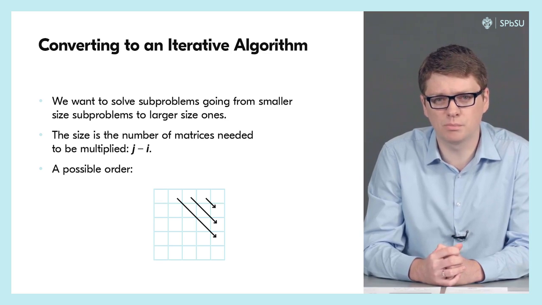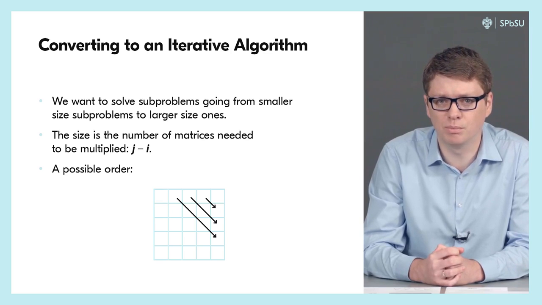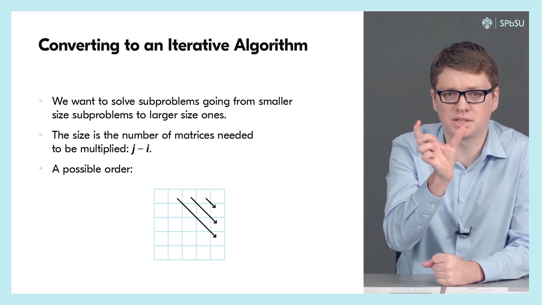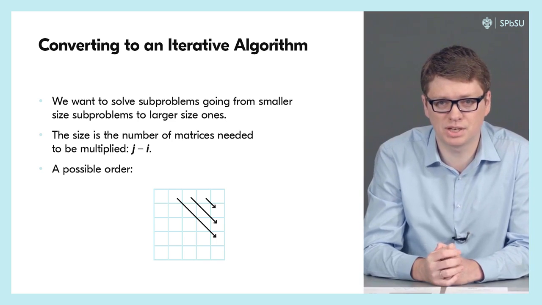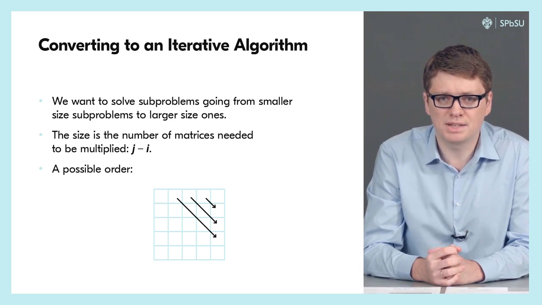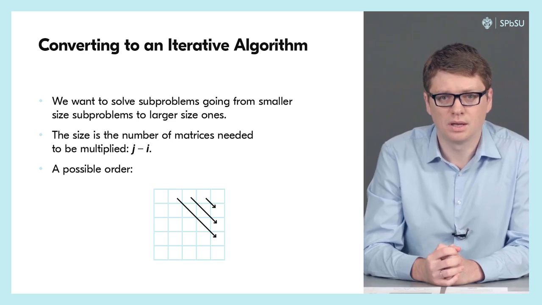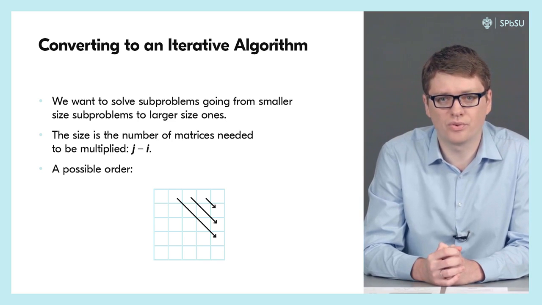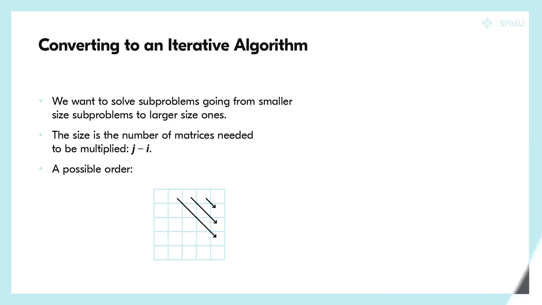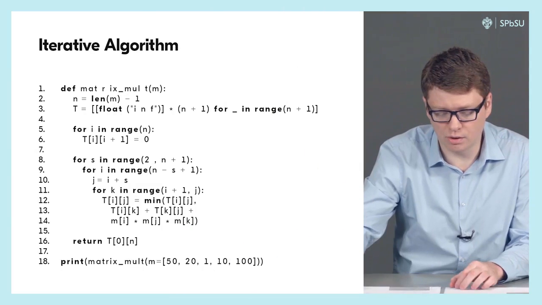And at this point, it is important to define what is the size of a subproblem. It is natural to say that the size of a subproblem is the number of matrices that need to be multiplied, right? So the size of a subproblem is just j minus i, which basically means that we need to start with the size equal to 1, then proceed to size equal to 2, then proceed to size equal to 3, and so on. So we fill in our matrix diagonal by diagonal, like this, right? And this gives us the following code.